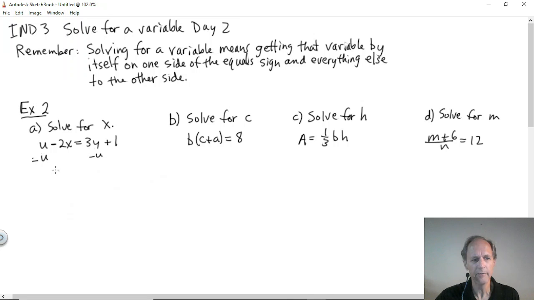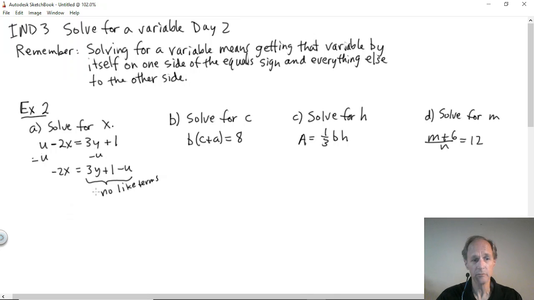On the left we have negative 2x. On the right we have 3y plus 1 minus u. The whole thing. Notice there are no like terms there. I'll write that down. Nothing you can do to combine anything. You just leave it like that.